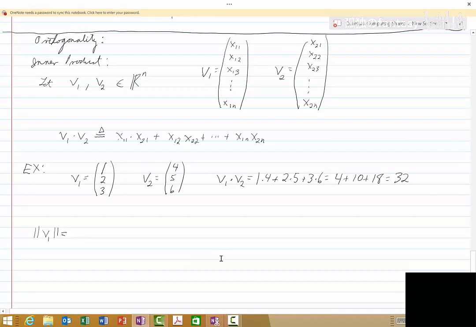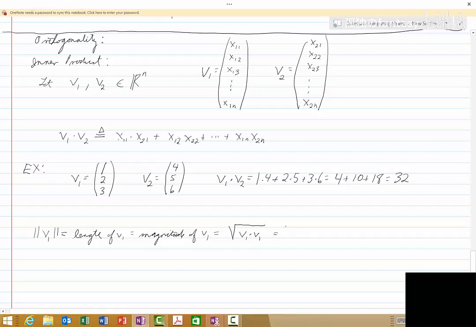Of course, you don't take the absolute value of a vector, but sometimes it can be helpful just to have the double bars to remind you that V1 in this case is a vector. Anyway, the magnitude or length of a vector, length of V1, it's also called the magnitude of V1, and it is equal to the square root of V1 dotted with itself.